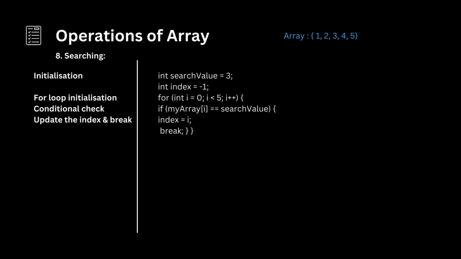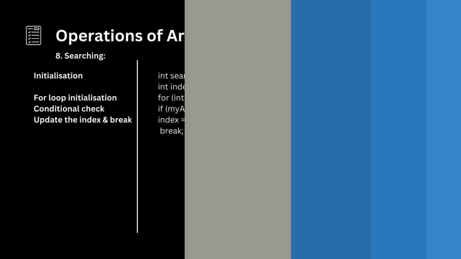If myArray is {1, 2, 3, 4, 5} and searchValue is 3, the loop will find the value at index 2 and index will be updated. If searchValue were, for example, 6, the index would remain -1, indicating that the value was not found in the array. The next operation is sorting.